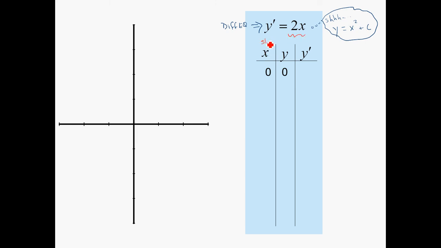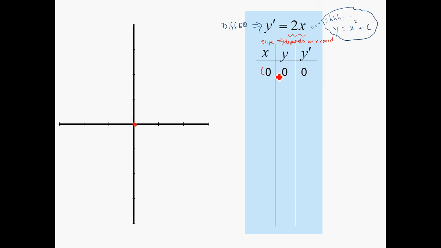the slope only depends on the x-coordinate, I really don't care about, but I still want you to focus at the point 0, 0. The slope is 0, and I want you to draw a cute little tangent line with a slope of 0 through the point 0, 0.